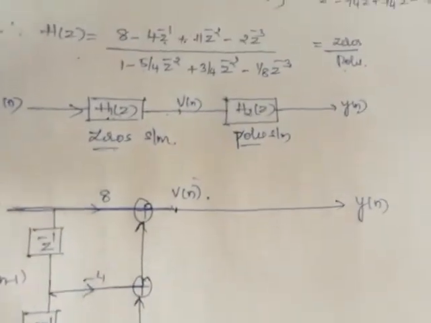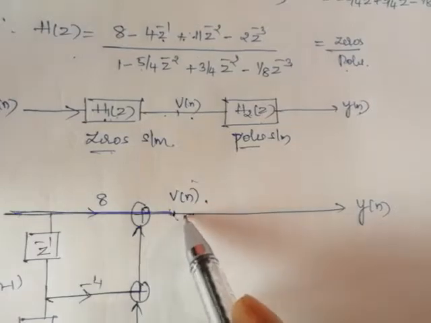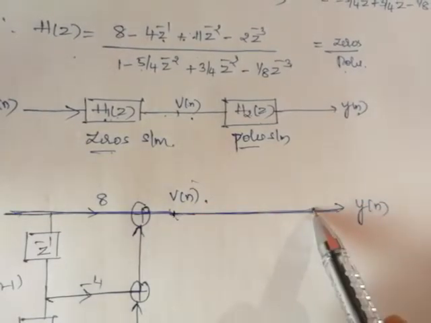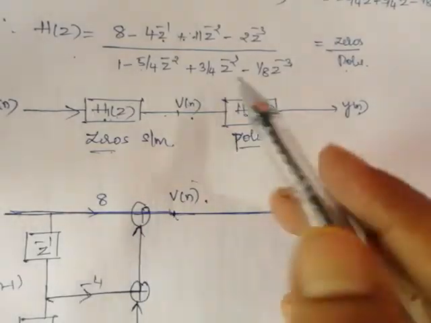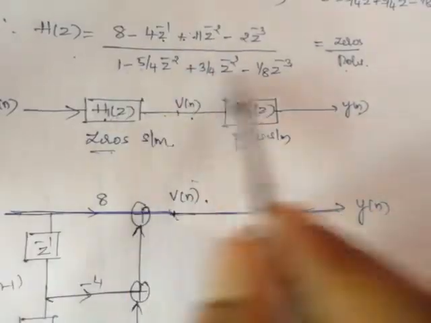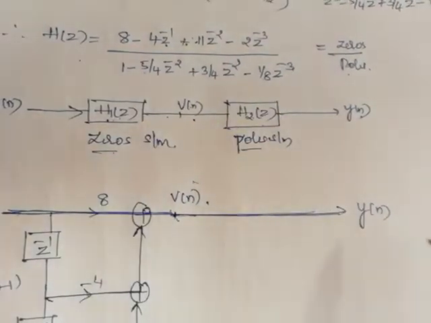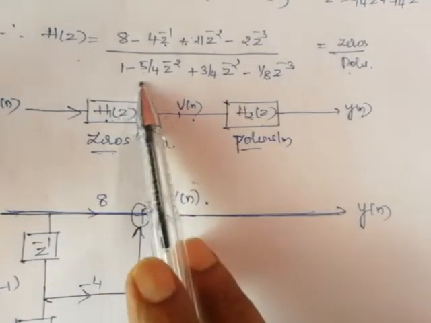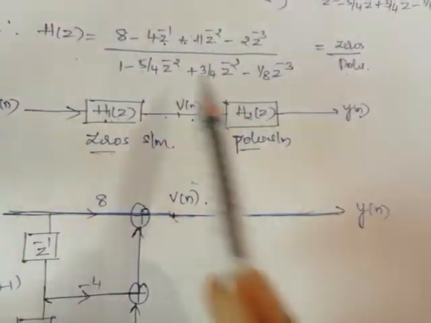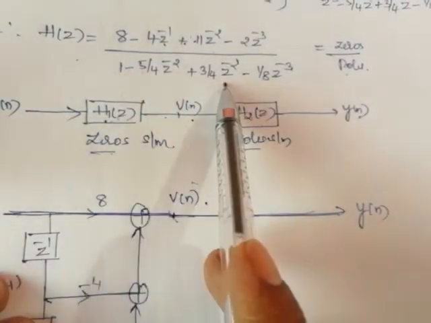Similarly, coming to the pole system. For the pole system, V of n is the input and the output is Y of n. The pole system is represented as H2 of z, H2 of z equal to 1 divided by this much. So after cross multiplying, we get Y of z equal to V of z multiplied by this much. Y of z equals V of z added with the multiplication of Y of z with this term.